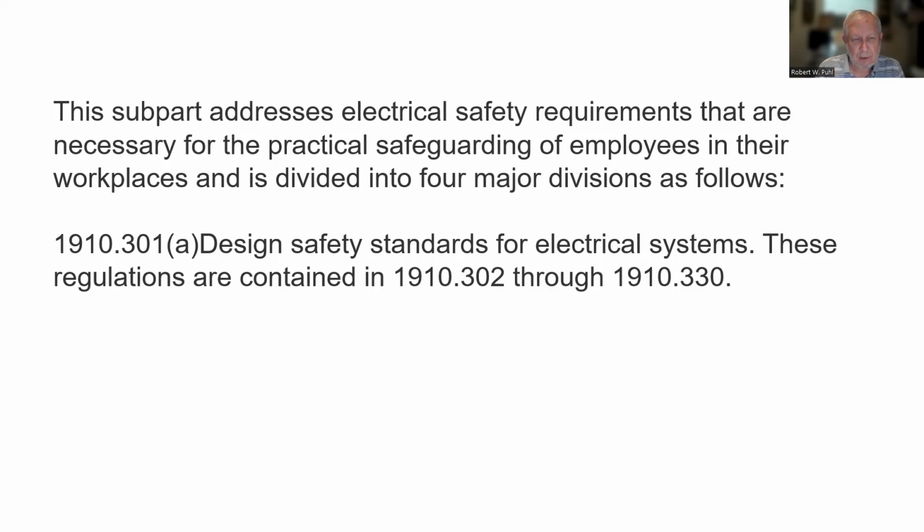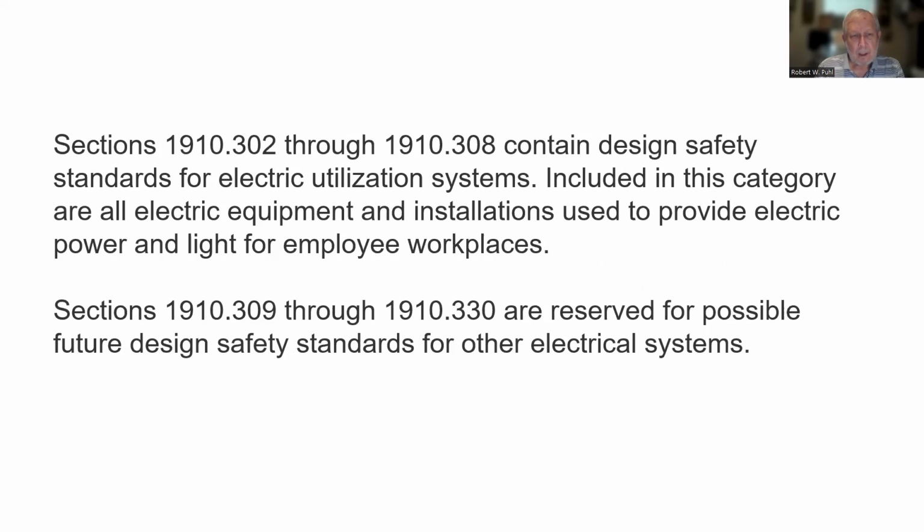Design standards for electrical systems. We're not training here to be electrical engineers. Sections 1910.302 to 308 contain design safety standards for electrical utilization systems. Included in this category are all electrical equipment and installations used to provide electric power and light for employee workplaces. 309 through 330 are reserved for possible future design safety standards for other electrical systems. So there's a whole bunch reserved in that one.